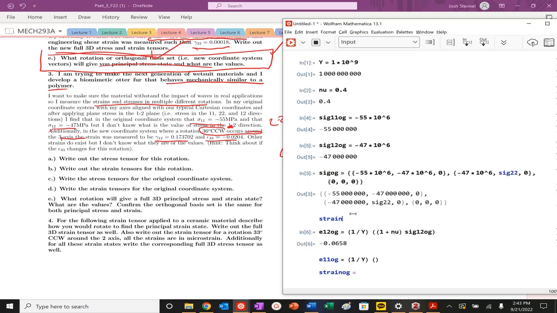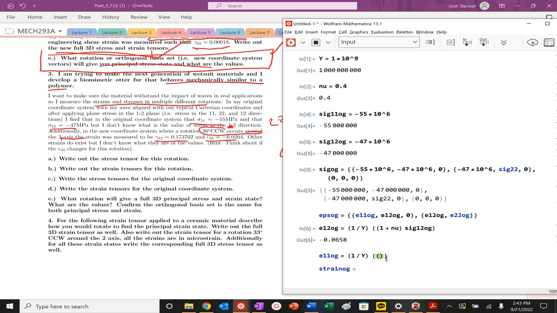There should be a strain in the 1-1, and there also should be a strain in the 2-2, and a strain in the 3-3 as well. So we could put our strain OG tensor. E11 OG, E12 OG, we already have that, 0, because there's no shear stresses. E22 OG, 0 again, because there's no stress in the 2-2. We can also just plug that in, and we know the relationship.